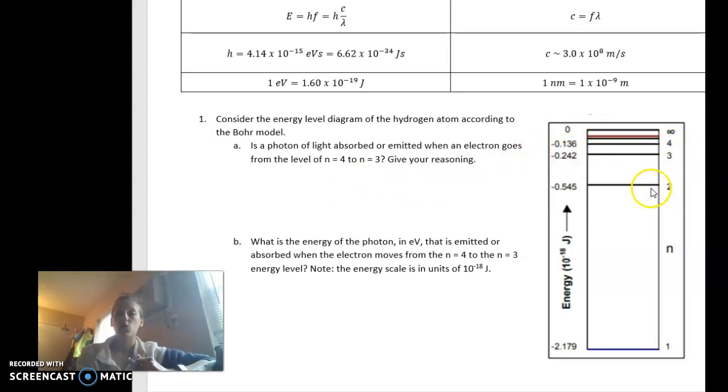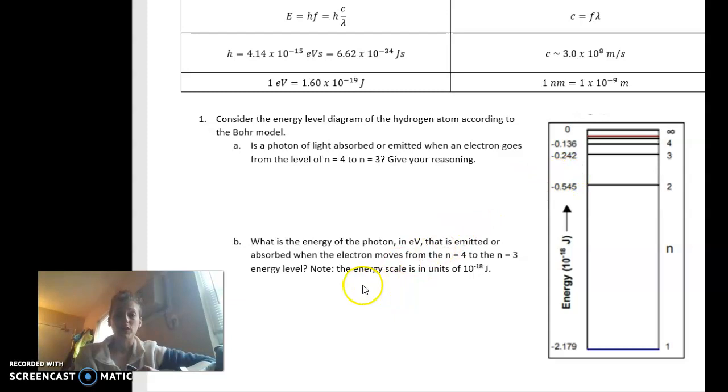So is a photon absorbed or emitted as the electron travels from the n equals 4 to the n equals 3 level or state? If the electron is moving from a higher energy level, or an excited state, so anything that's not the ground state is an excited state, to a lower level or lower excited state, it has to emit energy, it has to give off energy. Anytime the electron moves from a low state to a high state, it has to absorb energy. So an electron moving from n equals 4 to n equals 3 would emit energy.